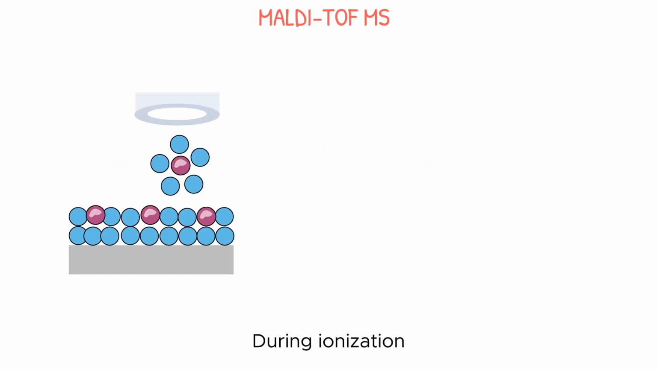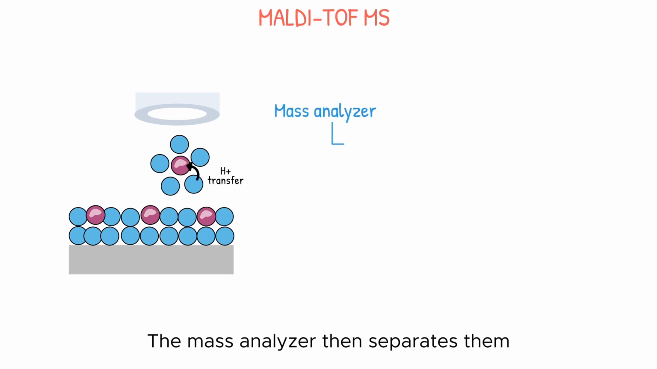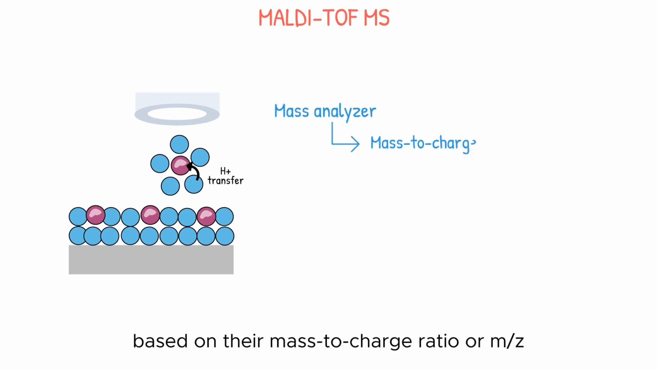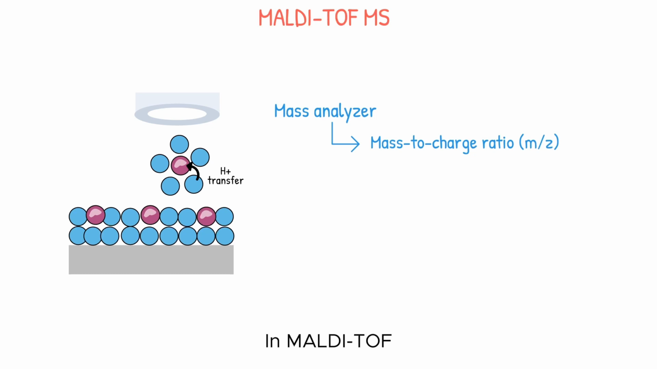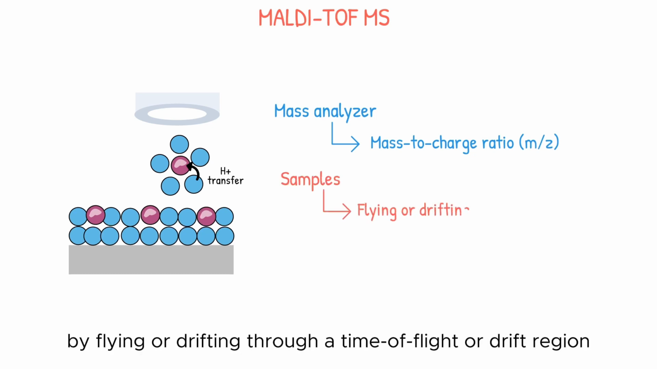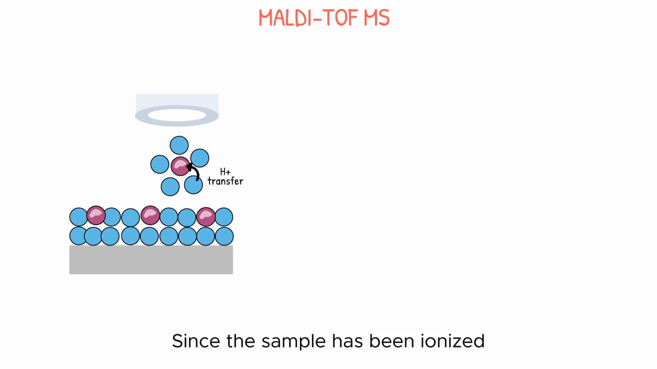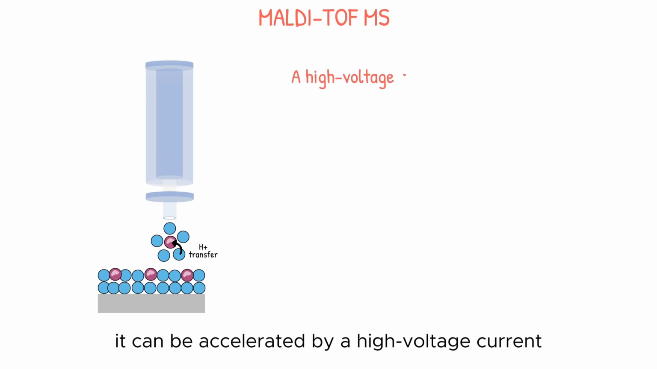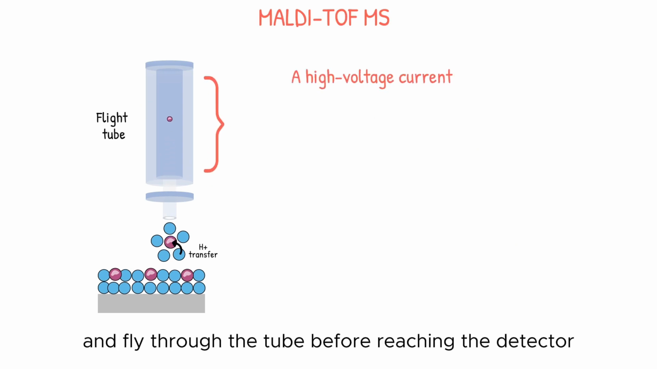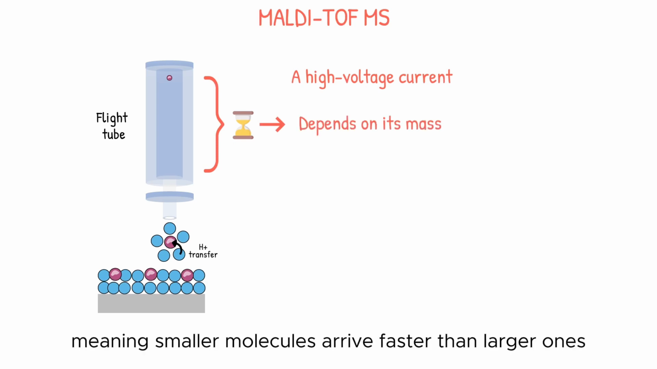During ionization, the sample molecules become charged. The mass analyzer then separates them based on their mass-to-charge ratio, or m/z. In MALDI-TOF, samples are separated based on their constituents by flying or drifting through a time-of-flight or drift region. Since the sample has been ionized, it can be accelerated by a high-voltage current and fly through the tube before reaching the detector. The time each molecule takes to reach the detector depends on its mass, meaning smaller molecules arrive faster than larger ones.